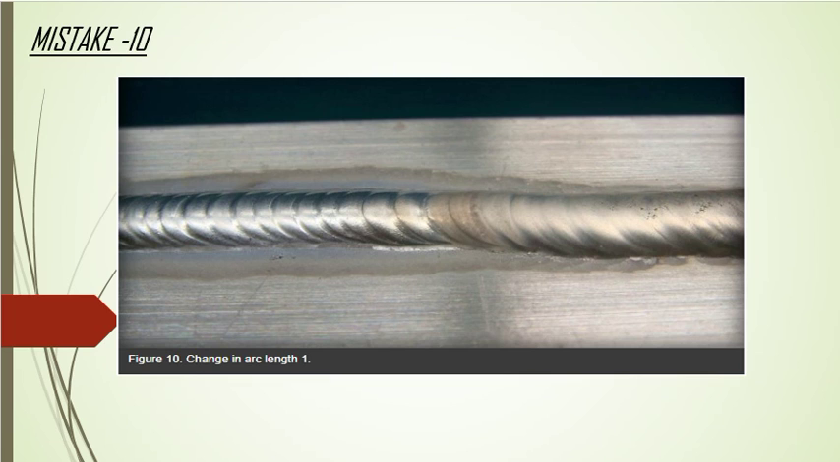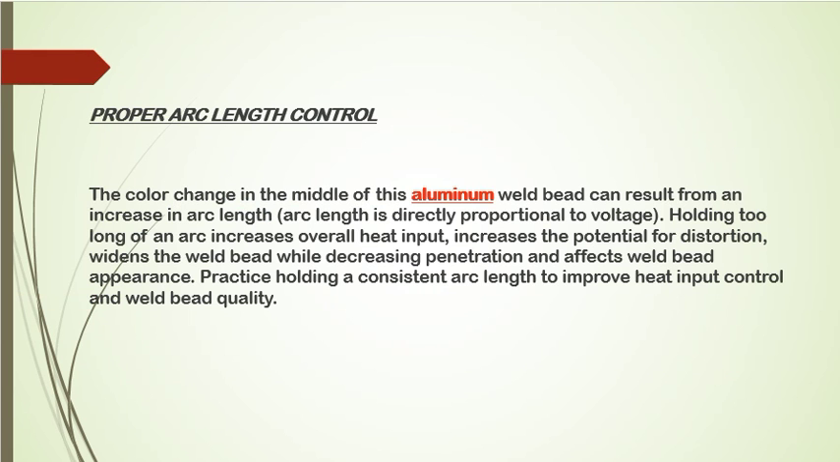Mistake 10: changing the arc length. If you change the arc length, you see various effects, and you can see in the picture how it changes. What will happen with this welding? Proper arc length control. The color change in the middle of this aluminum weld bead can result from an increase in arc length. Holding too long of an arc increases overall heat input. If the arc length is long, the heat input will be more because you have to stay in that area continuously.